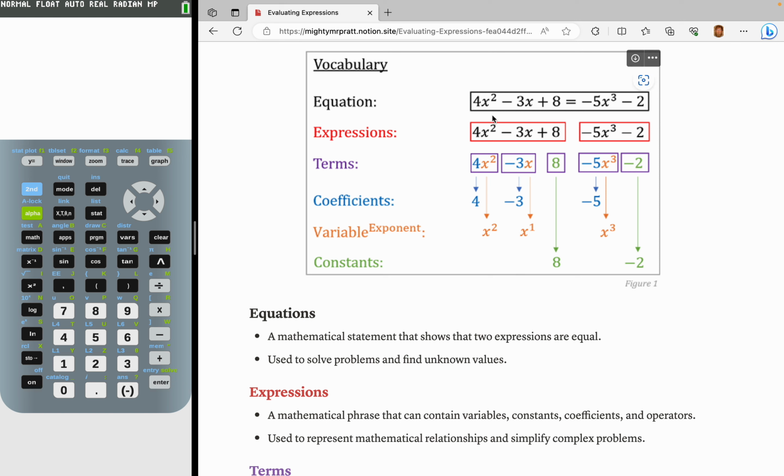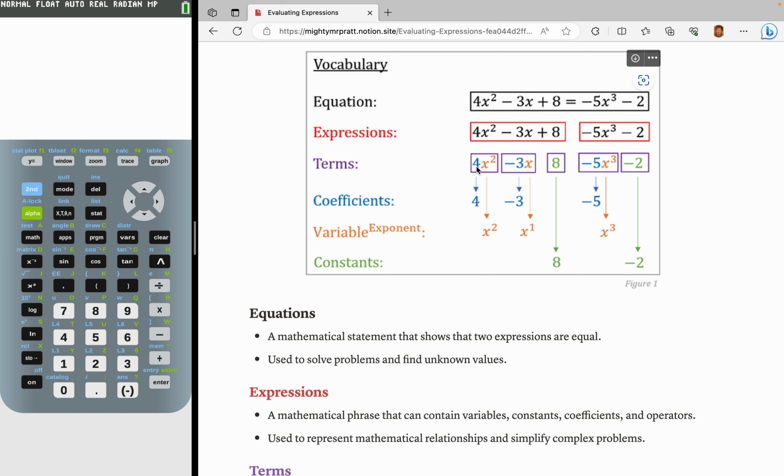If we break down the equation, we have two expressions. If we go even further, we have terms. The terms are broken in between plus or subtraction of the expression. So you can see right here, the 4x squared is its own term. Then minus 3x, we can make it into a term of negative 3x. We can even break the terms down even further and look at their coefficient, variable, and their exponent and constants.